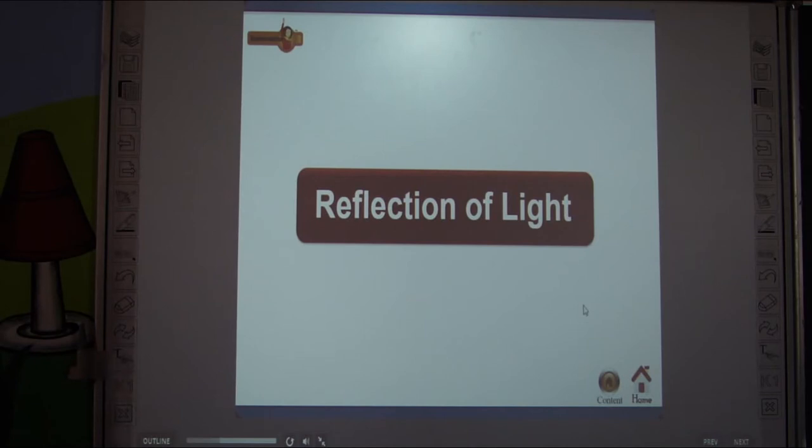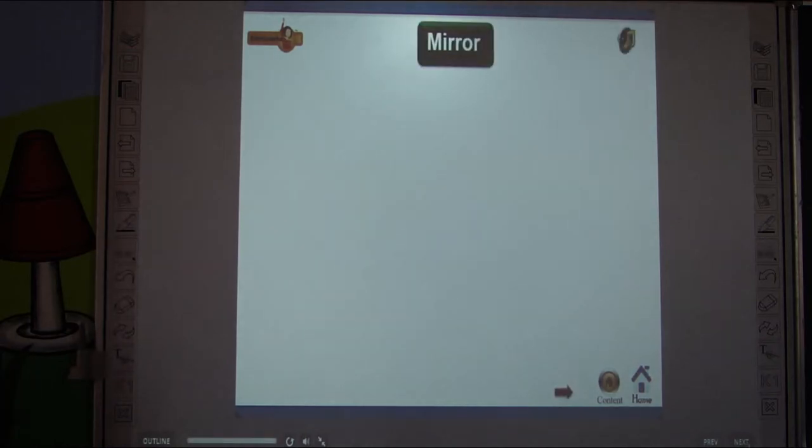The next topic is what is called reflection of light. The reflection of light is nothing but a phenomenon. It can change the path of light. That is called reflection of light. So what is reflection of light? It can change the path of light. That is called reflection of light.